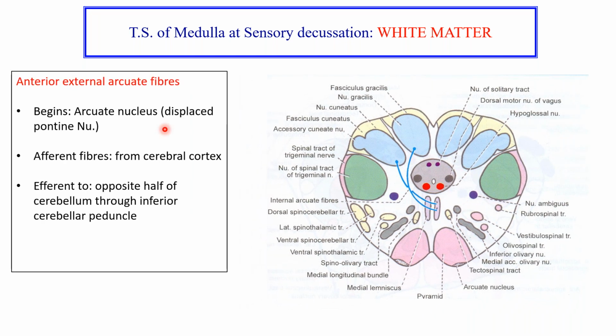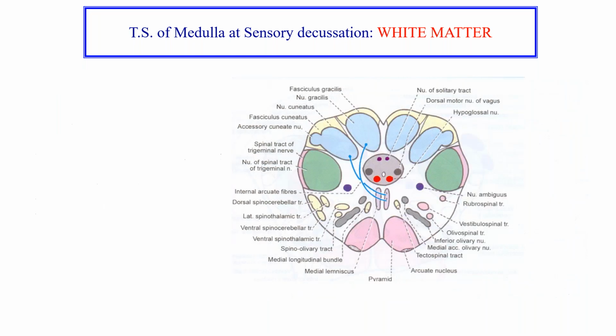Anterior external arcuate fibers begin from the arcuate nucleus. What is the arcuate nucleus? Basically they are the displaced pontine nuclei. The afferent fibers come from the cerebral cortex, and the efferent will go to the opposite half of the cerebellum through the inferior cerebellar peduncle. So these fibers are the anterior external arcuate fibers.